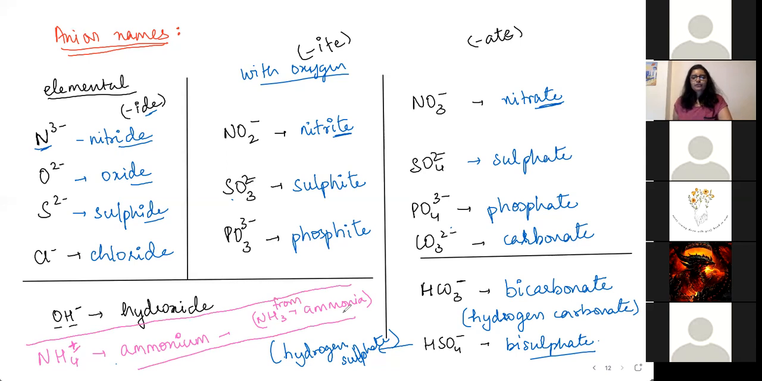Okay. So once you have noted this down, let me know. Tomorrow we'll figure out how to name and identify compounds with these ions. That will cover at least the most common chemistry compounds. You can easily figure it out.